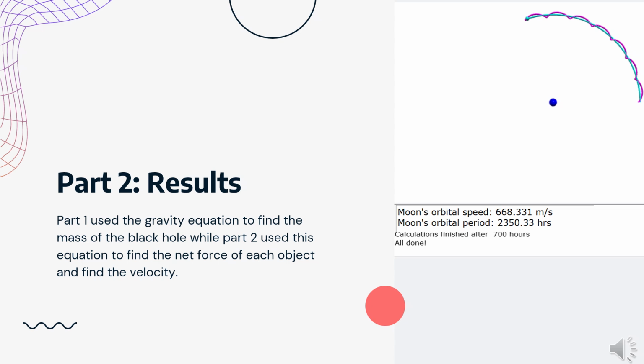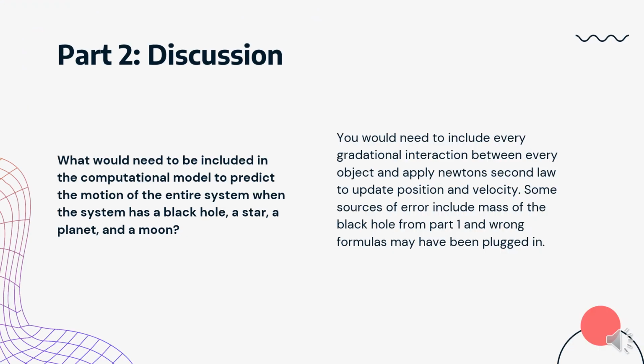What would need to be included in the computational model to predict the motion of the entire system when the system has a black hole, a star, a planet, and a moon? You would need to include every gravitational interaction between every object and apply Newton's second law to update position and velocity. Some sources of error in this lab would include the mass of the black hole from Part 1, and wrong formulas may have been plugged in, causing a wrong result.